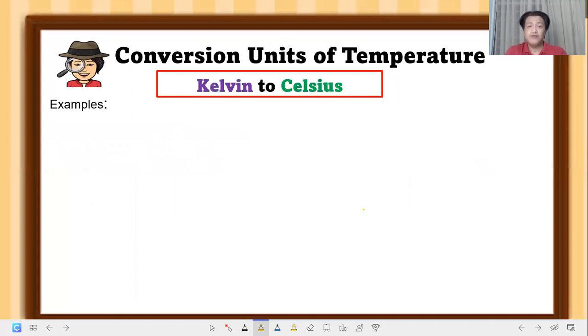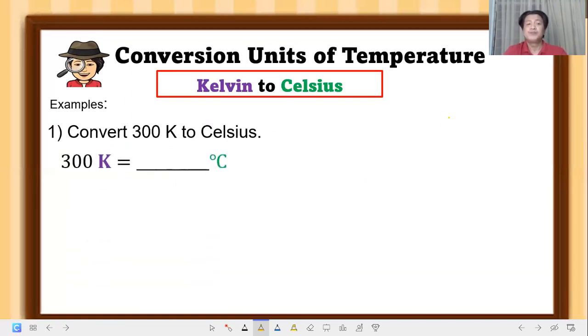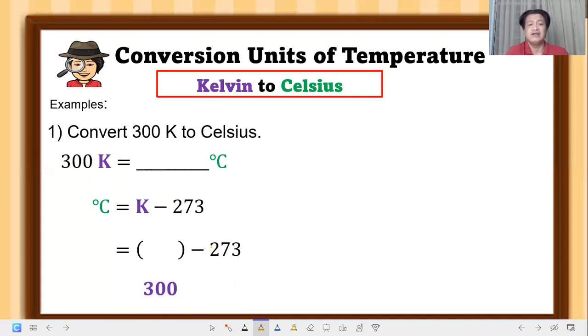Okay, let's have from Kelvin, i-convert naman natin siya sa Celsius. Okay, ito yung example number 1. Convert 300 Kelvin to Celsius. Okay, so rewrite lang muna natin yung given and then you're going to write the formula. Remember, kung kanina Celsius to Kelvin, nagpa-plus tayo ng 273. Ngayon naman, magma-minus tayo. Okay, kasi papaliitin natin. Okay, and then you are going to replace the given 300 doon sa formula natin, which is Kelvin. That is 300 minus 273. The difference is the measure of the degree Celsius, which is 27 degrees Celsius. Yan ngayon yung katumbas ni 300 Kelvin.